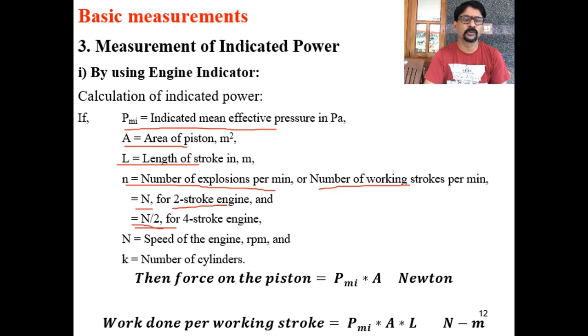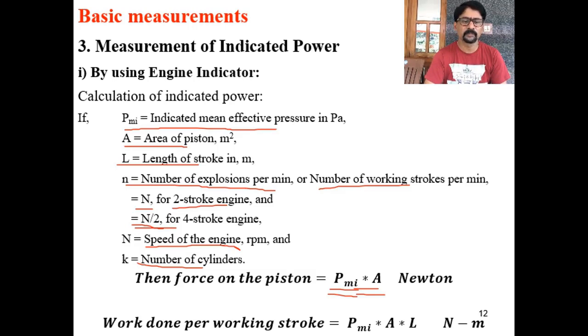Speed should be in RPM, and K is the number of cylinders. Now we'll see how to calculate the indicated power. If PMI is the mean effective pressure acting on the piston, that is the average pressure acting on the piston, then the force on the piston is nothing but pressure into area. As all of you know, pressure is force by area, so force is equal to pressure into area. Newton is the unit.